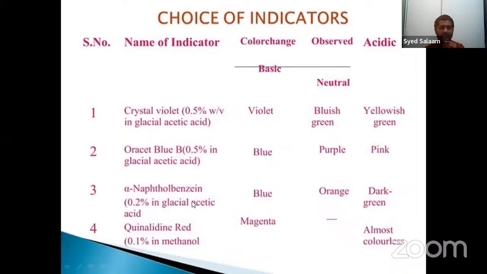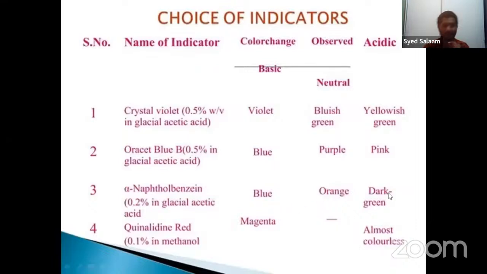Okay. And naphthol benzene, 0.2% in glacial acetic acid, will show blue color in basic. In neutral, it is orange. And in acidic, it will give dark green. These non-aqueous indicators, like quinaldine red, give only two color changes, but usually they have three changes. Like in neutral, there will be a different color, in basic a different color, and in acidic a different one.